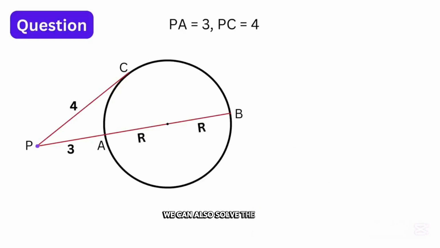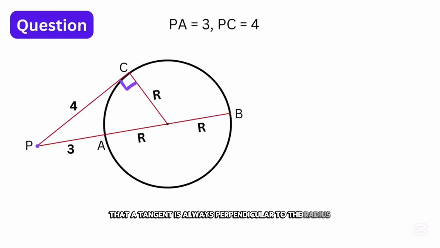We can also solve the same using the fact that a tangent is always perpendicular to the radius at the point where it touches the circle.